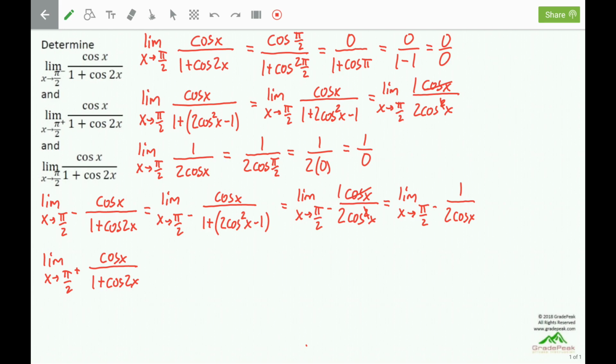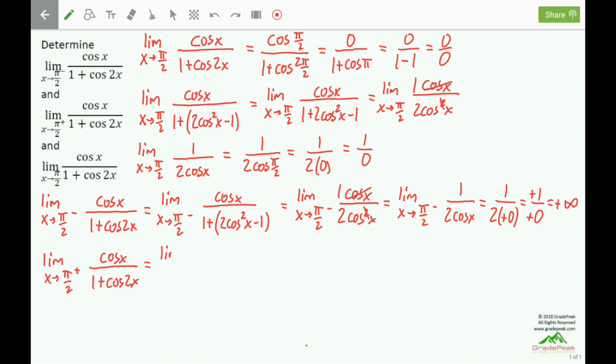We can then plug pi over 2 in for any remaining x's. There are no remaining x's, so it'll just be 1 over 2 times a positive 0. 2 times a positive 0 is a positive 0. The numerator is a positive 1. Positive over positive is positive. Non-zero over 0 is infinity, and there's the result of the left-sided limit.